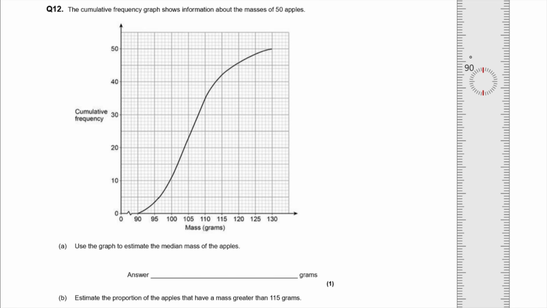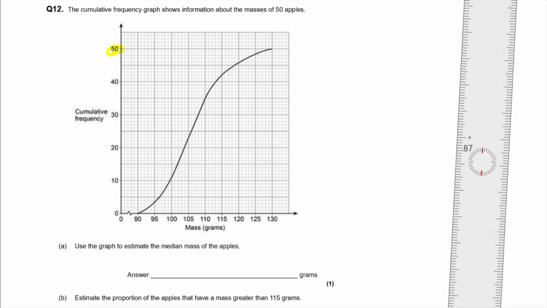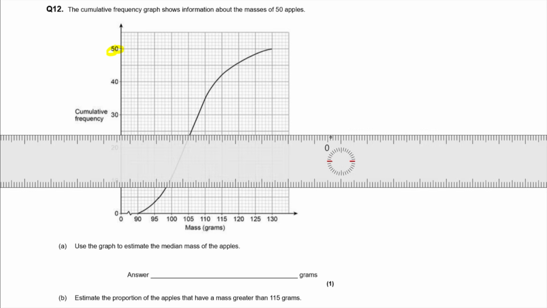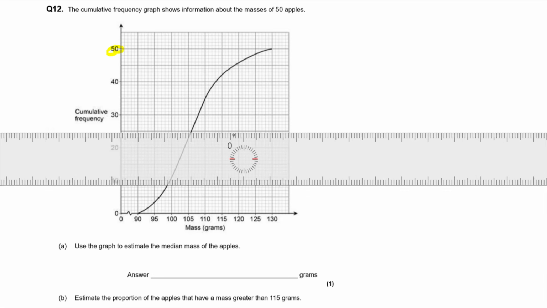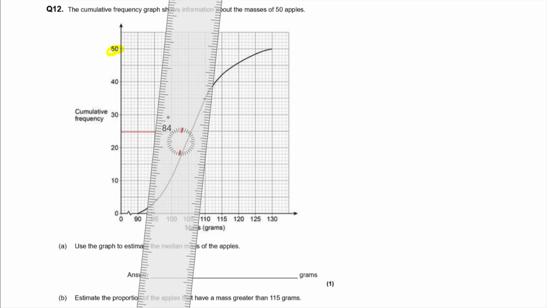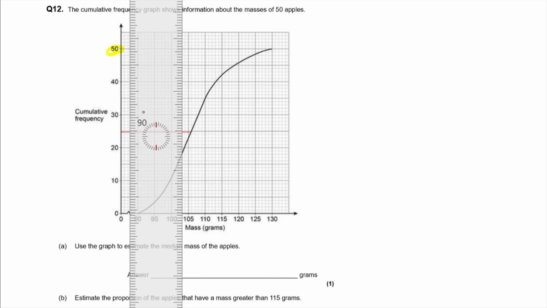Question 12. The cumulative frequency graph shows information about the masses of 50 apples. Use your graph to estimate the median mass of the apples. Well, the median mark is going to be halfway through. I've got 50 values here, so half of 50 is 25. So I'm going to look across from 25 until I get to my graph, and then I'm going to look down. Okay, so my median is going to be here at 25. So, the same as last time, read across until I hit the graph, then change directions, and then read down.